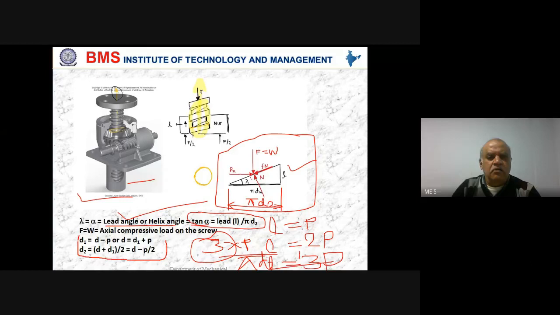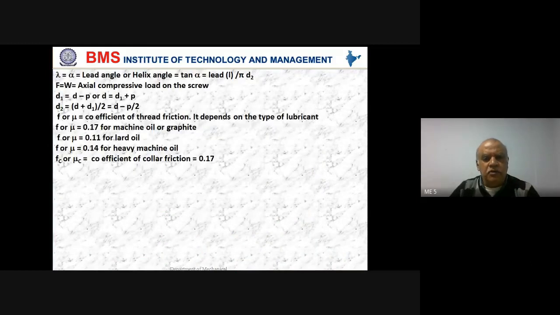Okay. Now, again, coming to the coefficient of thread friction, that is denoted by F or mu. It depends on the type of lubricant, of course. Whenever you have moving parts, we will be using lubricant to take away the temperature and also to reduce the wear and tear of the components.